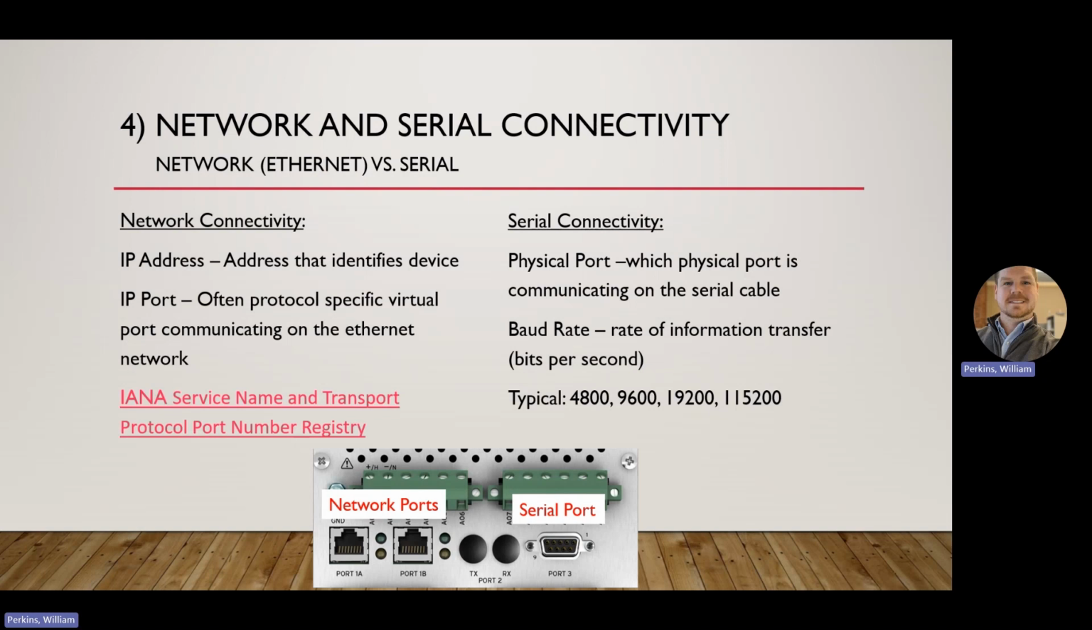Serial connections are a little more straightforward in that they're mostly a point-to-point or point-to-multipoint connection. And the information within the packet just needs to know what physical port it's going to and at what speed, which is called the baud rate. Typical rates in bits per second are 4800, 9600, 19200, or 115,200.